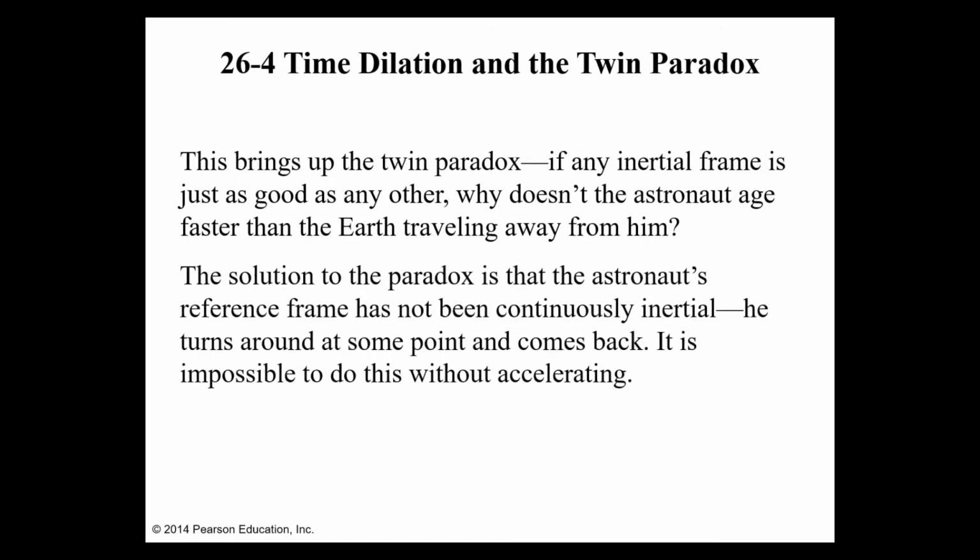Well, the solution to this paradox is that the astronaut's reference frame has not been continually inertial. He has to accelerate to 0.99 times the speed of light and then slow down. So because he's the one who has a changing reference frame, it has to be done from the reference frame of the Earth. An interesting phenomenon, really weird, and yet we have actually seen it happen.